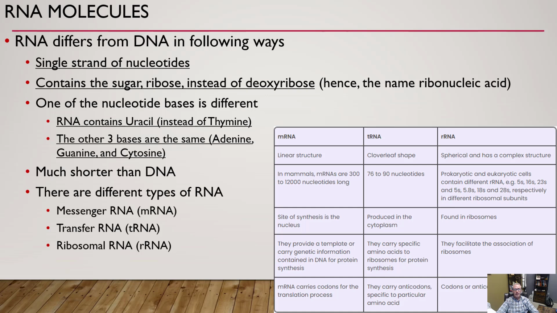All right, so RNA is different than DNA. We know that it's single-stranded. It still has a sugar, but this time, instead of deoxyribose, it's ribose, hence the name ribonucleic acid. We know that it's uracil instead of thymine. The other 3 bases remain the same: adenine, guanine, and cytosine. RNA is going to be shorter than DNA. We have 3 different types of RNA: messenger, transfer, and ribosomal RNA. Here, I would probably just look at this one. I have a hard time remembering which ones do which.